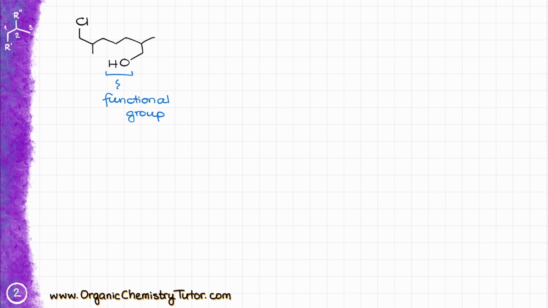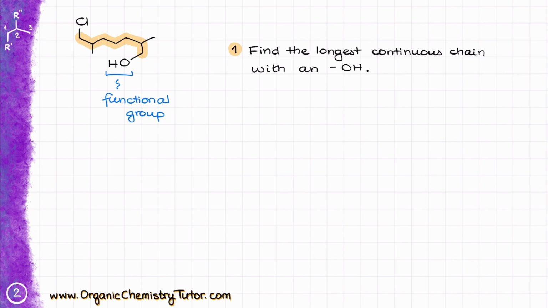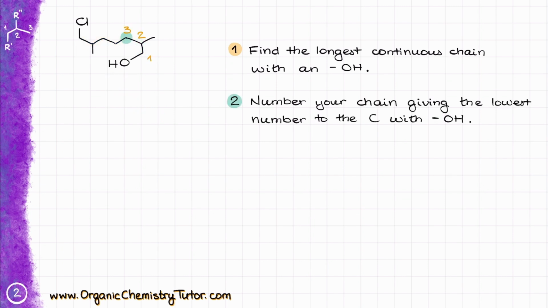Our step number 1 is going to be to find the longest continuous chain containing our functional group, which is an alcohol in this case, which means that we need to start with this atom over here and find the longest chain including this guy. And by my count, it should be this chain over here. Remember that if we have multiple possibilities, we need to prioritize the chain with the maximum number of substituents. Next, we are going to number our chain, giving the lowest possible number to the carbon with the OH group. So I have 1, 2, 3, 4, 5, 6, 7, like this.